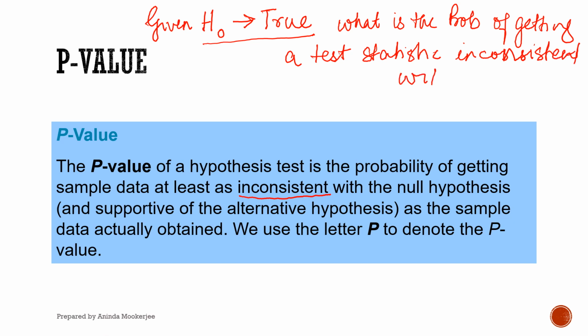Again, I'm going to pause here and go back to explaining what we understand by inconsistent. When we were talking about the logic behind hypothesis tests and making a decision, we said that if the test statistic data is consistent with the null hypothesis, then we do not reject the null hypothesis. If, on the other hand, the test statistic data is inconsistent with the null hypothesis, then we reject the null hypothesis. What is a test statistic?